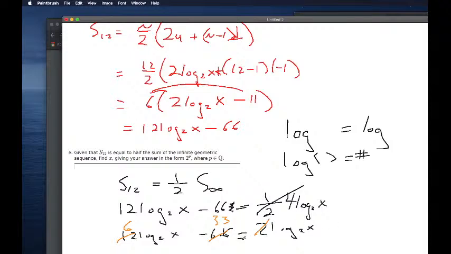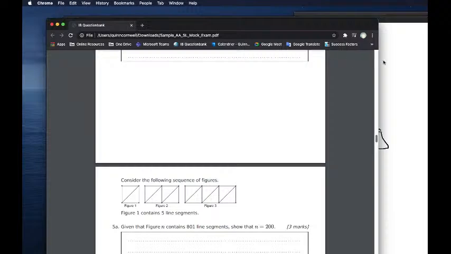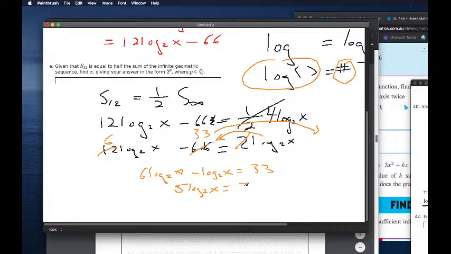And then what I'm going to do, what's the easiest thing to do? I guess I could put this log on this side so that I have a log on one side, and I'm going to put my 33 on the other side, so I have the number on the other side. So we have 6 log 2x minus log 2x is equal to positive 33. 6 log 2x minus 2 log x, these are like terms, so this can be written as 5 log 2x. I'm going to move my screen a bit, hold on. All right, and that's equal to 33.